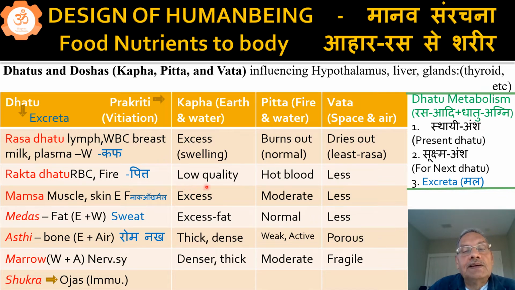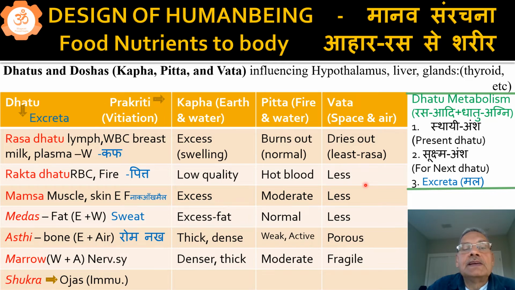In kapha people, their rakta is more, but it is of low quality. But in case of pitta prakriti people, it will be of good quality. Hot blood will be there. But in case of vata, because it dries out, the quantity will be less. So normally vata people are slim, while the body formation of pitta people is normal, and kapha people are normally fatty. Now you see that rakta dhatu is essential for the body.